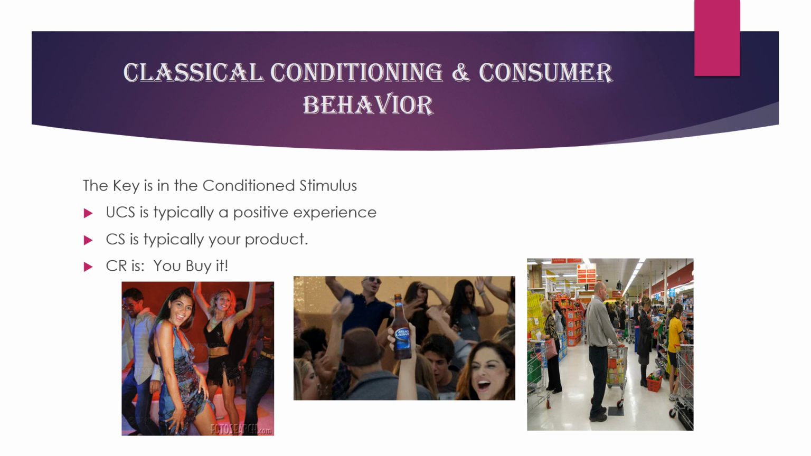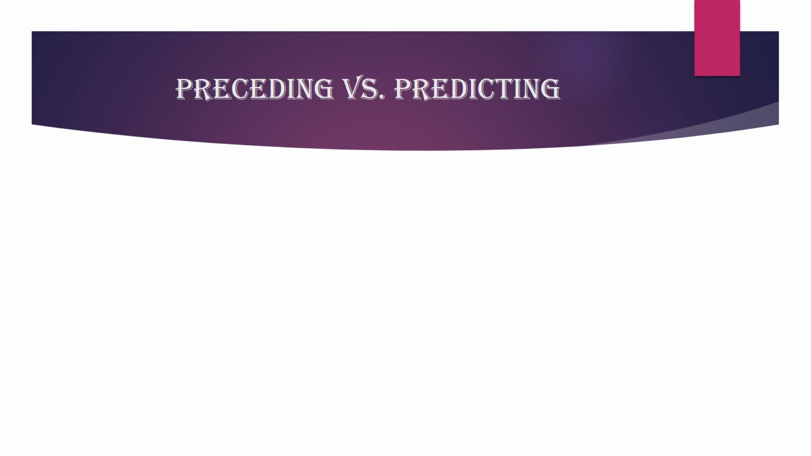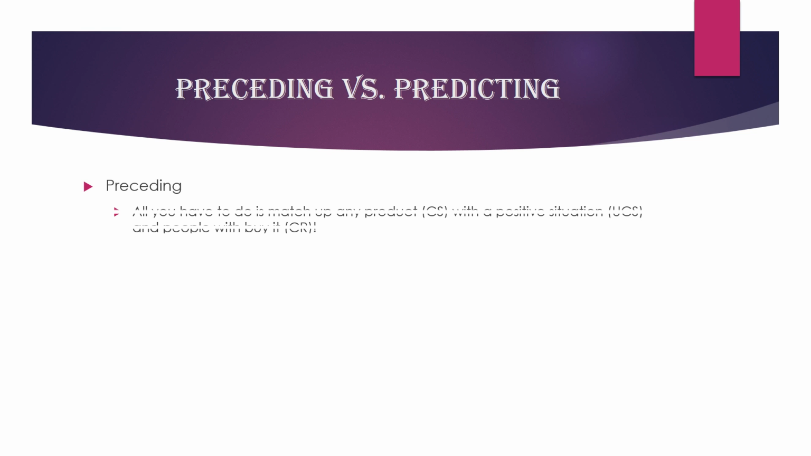All right. Now, when we talk about classical conditioning, you need to know these two terms, preceding versus predicting. Some people have gotten the idea over time that when it comes to using classical conditioning to sell a product, all you've really got to do is match up your product with any positive situation. That was the thought. All you got to do is take your product and put it with a party scene, a happy situation, something like that. People are going to just associate it. They'll get that positive feeling, and then when they see it, they'll buy it. Okay? That's your conditioned response.